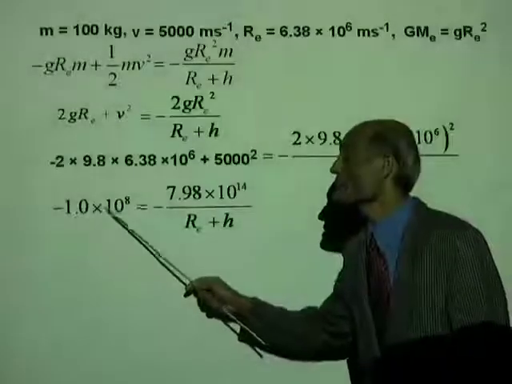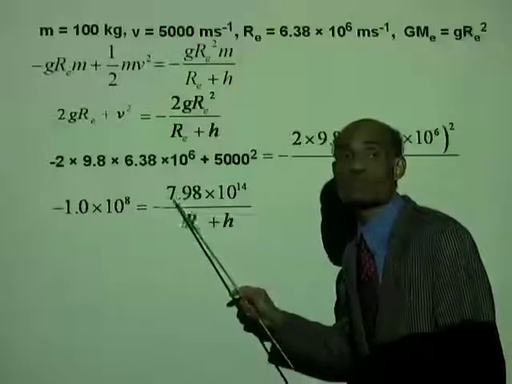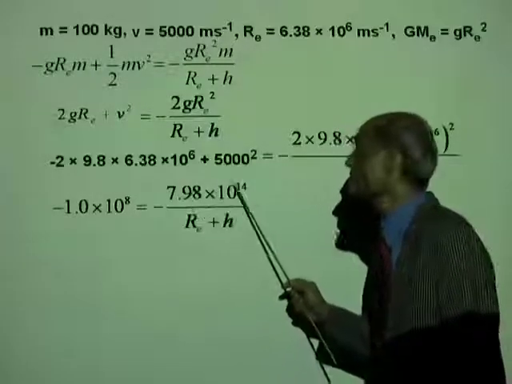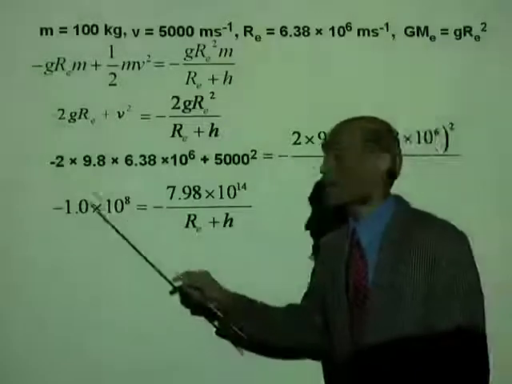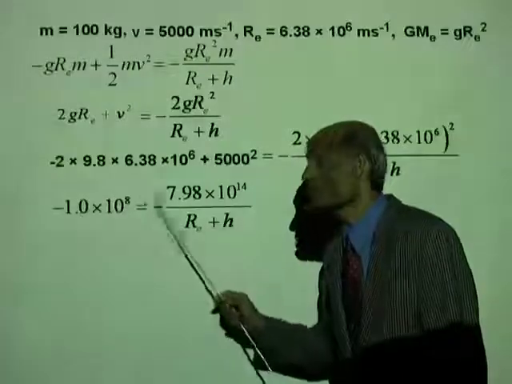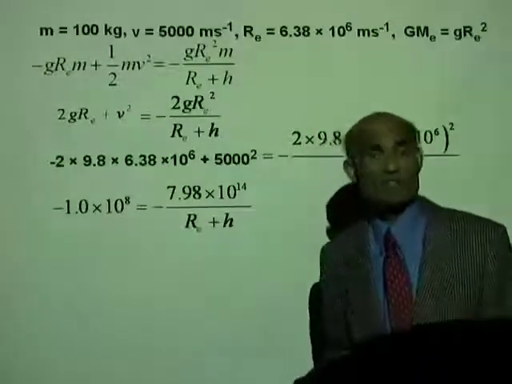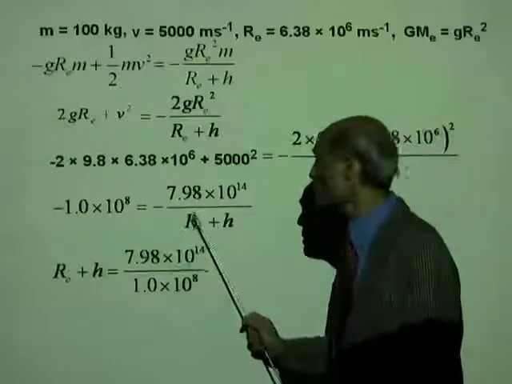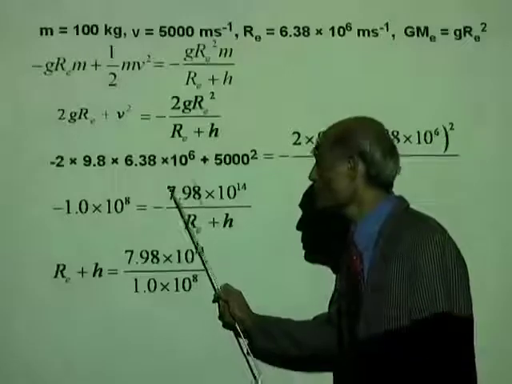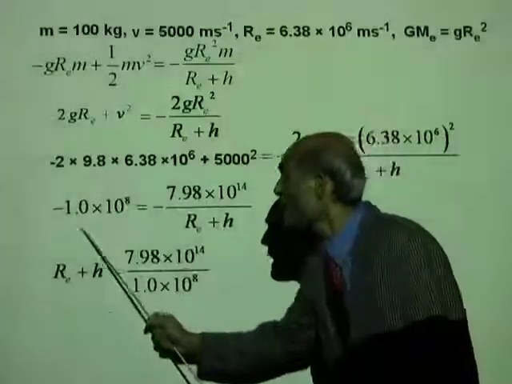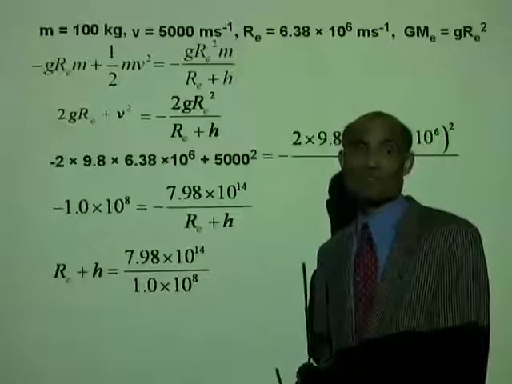Alright, so negative 1 times 10 to the 8 equal to negative 7.98 times 10 to the 14 over RE plus H. The left hand side is negative, the right hand side is negative. You can cancel the negative signs, is that right? That means this RE plus H now equal to this quantity divided by 1 times 10 to the 8. You see how simple it became.